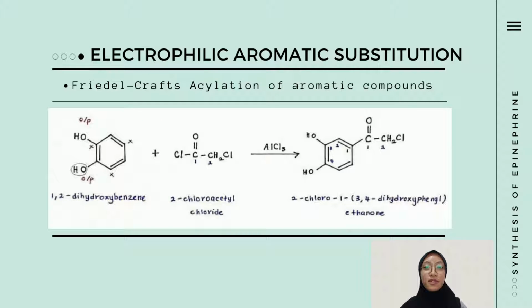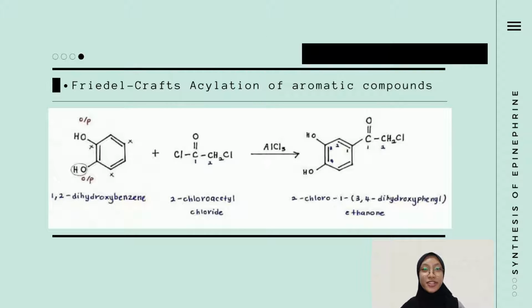The second step is involving the electrophilic aromatic substitution. 1,2-dihydroxybenzene reacts with 2-chloroacetyl chloride, which is meta-directing, to produce 2-chloro-1,3,4-dihydroxyphenyl ethanol in the presence of aluminum chloride. This is called Friedel-Crafts acylation of aromatic compounds in which acylium ions are generated and attack the ring.